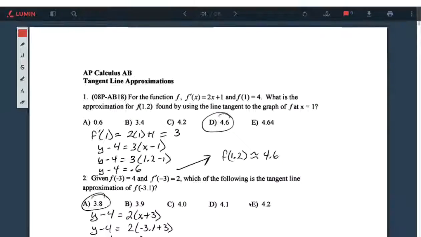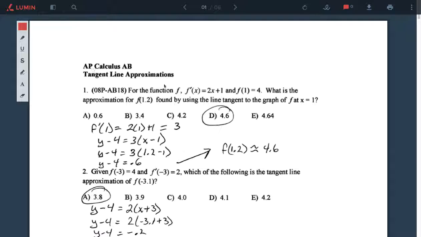All right, there it is. Worksheet from Friday, tangent line approximations.